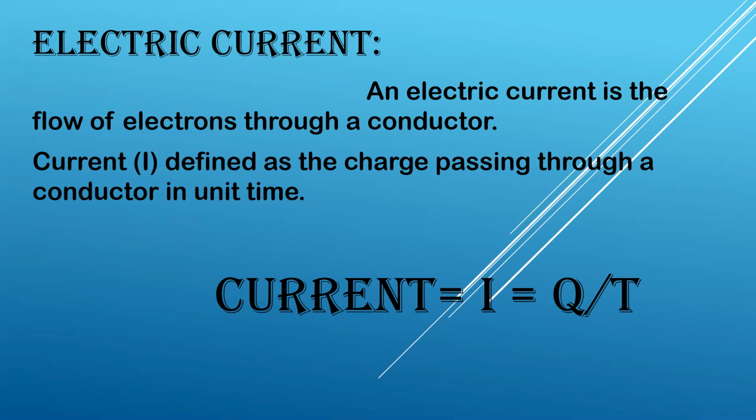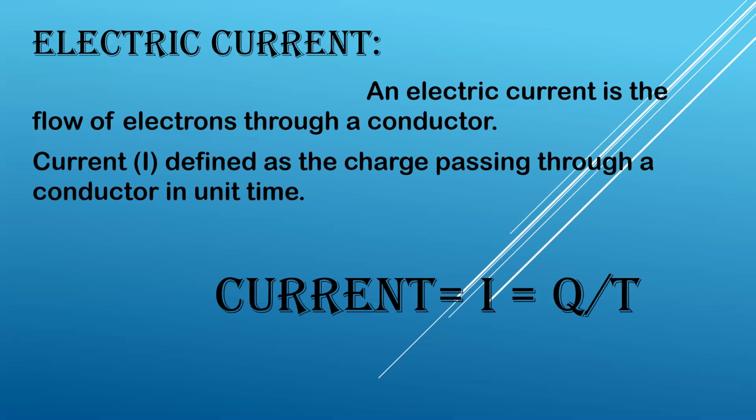And what is current, children? Current is the charge passing through a metallic conductor. Metallic conductor, I give you example like copper wire, aluminium wire. In 1 minute, in 1 second, that is called as a current. So what is the formula here? Current symbol is I, and I is equal to charge, Q. Q is the symbol of charge, that is I is equal to Q upon T.